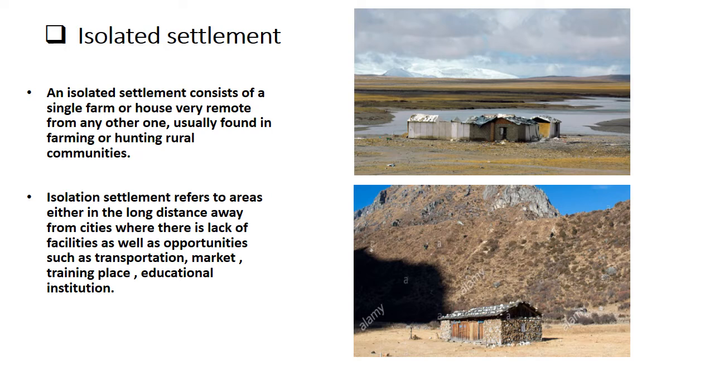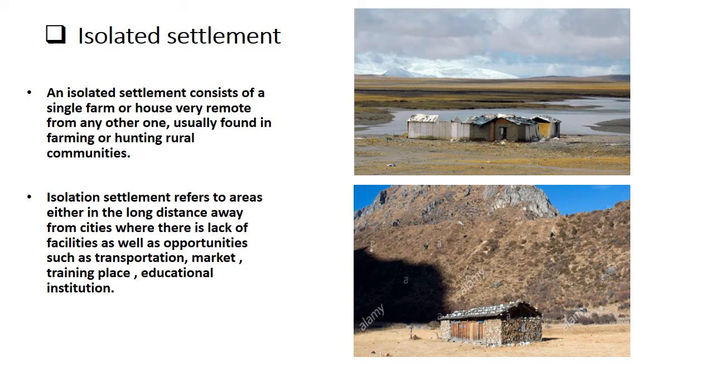The single house is remotely located somewhere, and far away from it, more houses are also not available. It requires a lot of distance from the other house. Isolated settlement refers to areas at a long distance from cities, where there is a lack of facilities as well as opportunities such as transportation, market, training place, and educational institution. So this type of settlement is basically seen in undeveloped regions where there are no proper facilities of transportation, and no proper accessibility to roads.